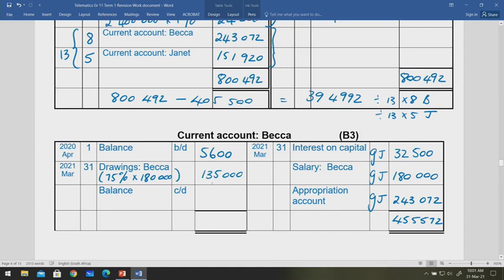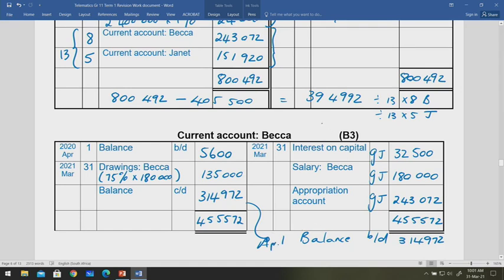And then if you balance that, you get a balance of 314,972. This will also add up to 455,572. And obviously this balance will be brought down on April the 1st. $314,972. This will be April the 1st.